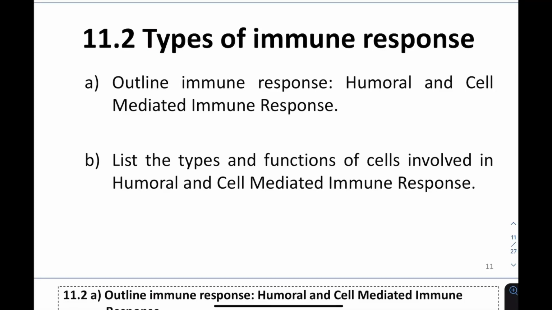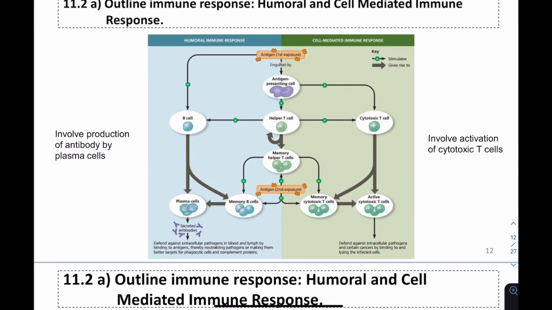In this video, I'm going to explain about subtopic 11.2, types of immune response. So the learning objective for this subtopic is to outline humoral and cell-mediated immune response. So both humoral and cell-mediated immune response occur simultaneously when our body is infected with viruses or pathogens or bacteria.